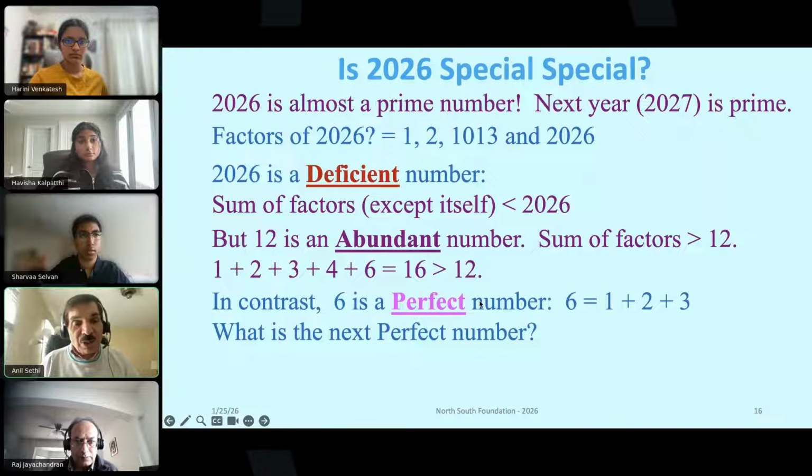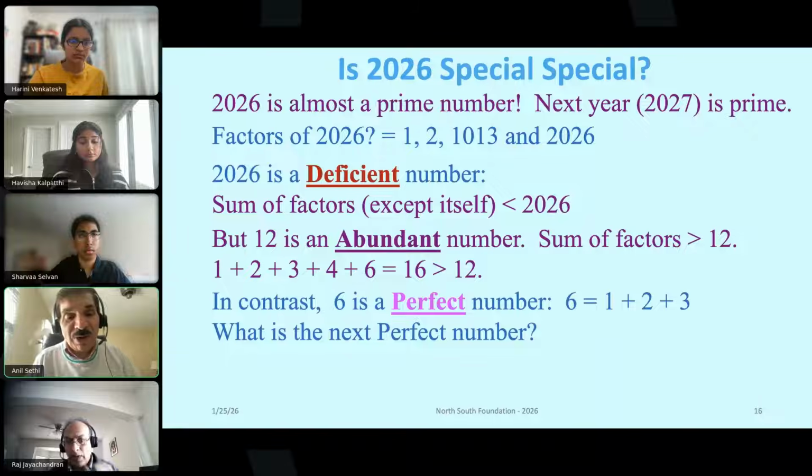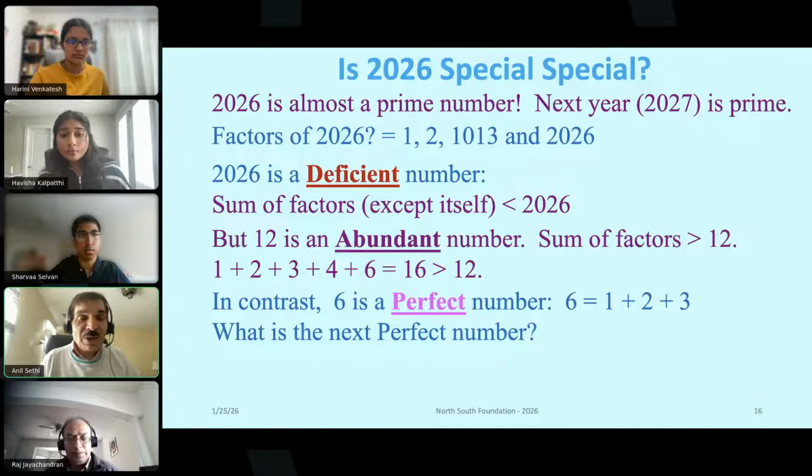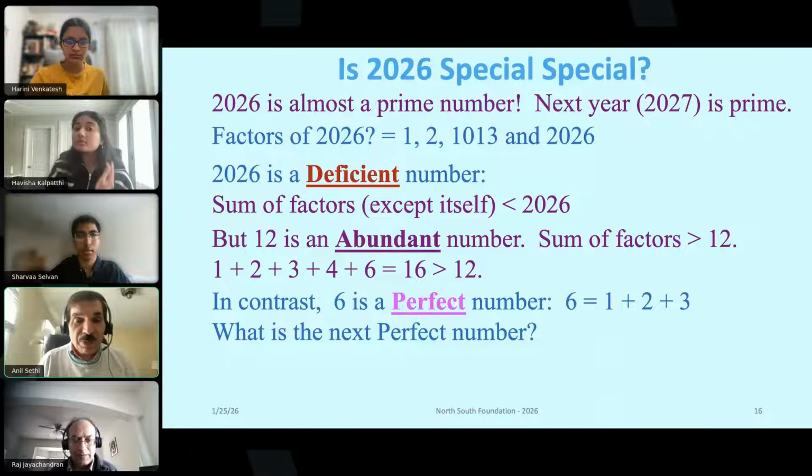The question is, and this should always be in your mind, when someone gives you a new concept, try to apply it. So 6 is a perfect number. What is the next perfect number? That is a homework assignment for you, and you'll be amazed what the next perfect number is. The hint is it's less than 30, so you don't have to go too far.